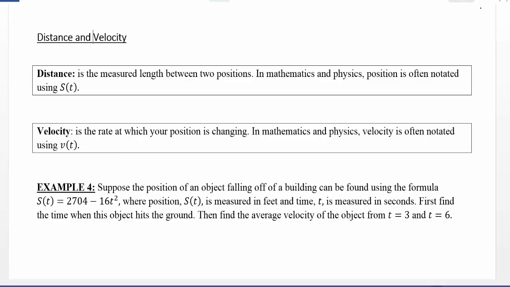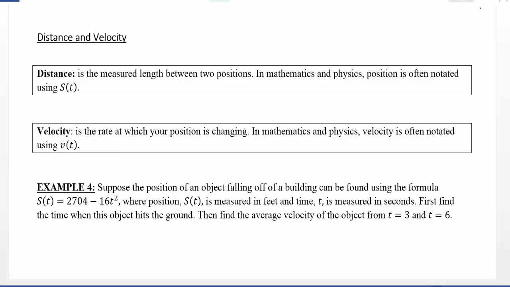Velocity is the rate at which our position is changing. So how quickly did we get from the first point to the second point is what our velocity tells us. In mathematics and physics, velocity is often notated using v of t. So you can imagine that if we look at the average rate of change of distance, that's actually going to tell us the average velocity, or how quickly it's changing on average between the 2 points that we're interested in. So in the example below, we'll explore this relationship a little bit, but we'll see these terms carry out throughout the semester, so we'll circle back to them.